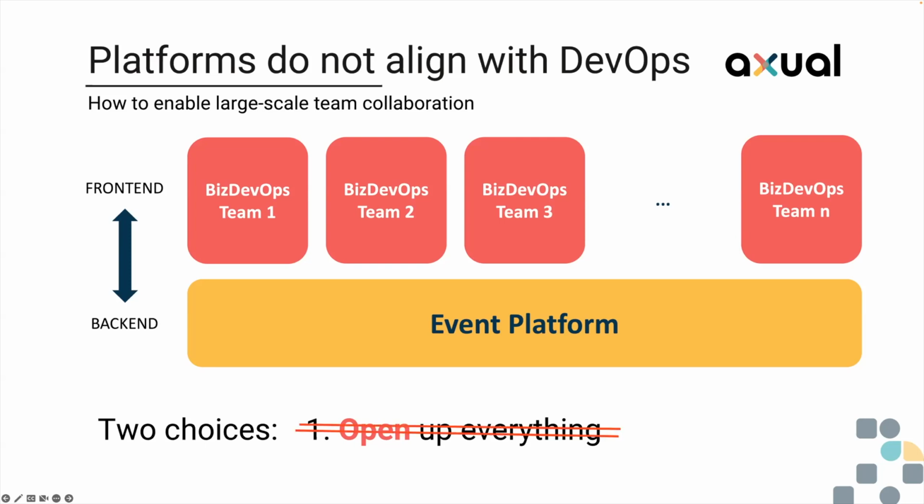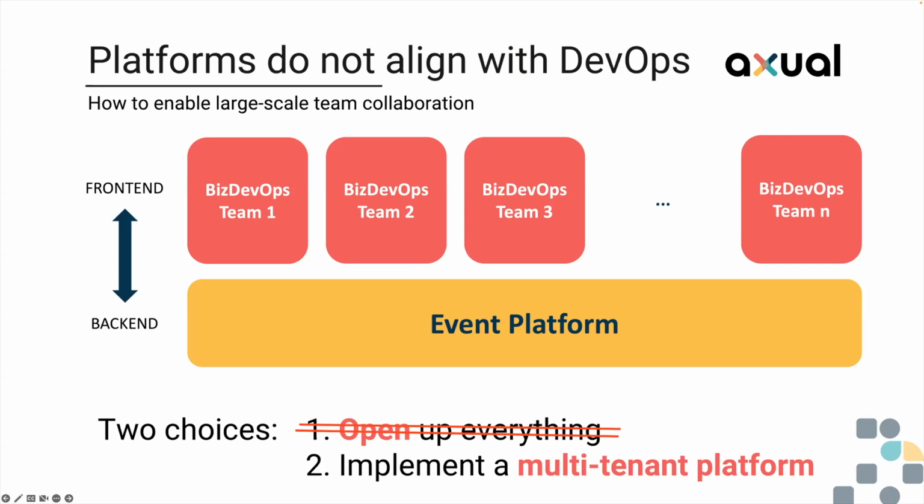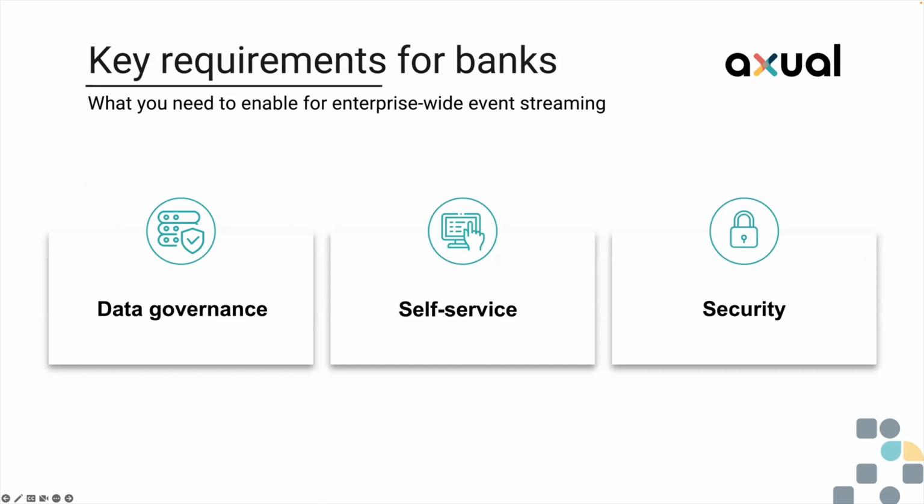Nowadays, for banks, this is totally out of the question, because we have many compliance laws and regulations to adhere to. So just providing all data to everybody that is interested within the bank is definitely a no-go. The other alternative is then to implement a multi-tenant platform. But multi-tenant platforms have challenges of their own, because you definitely need things like data governance, self-service, and security, to just name a couple of topics that you need to cover.